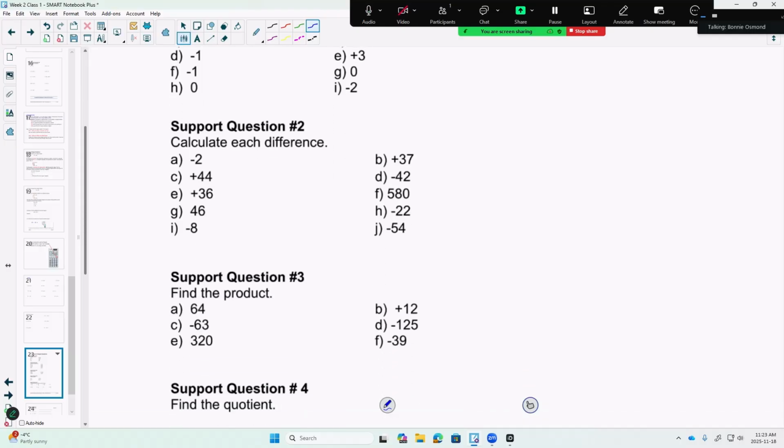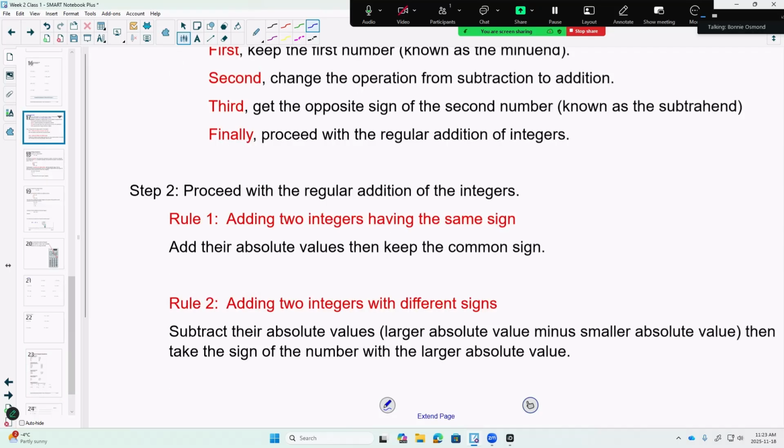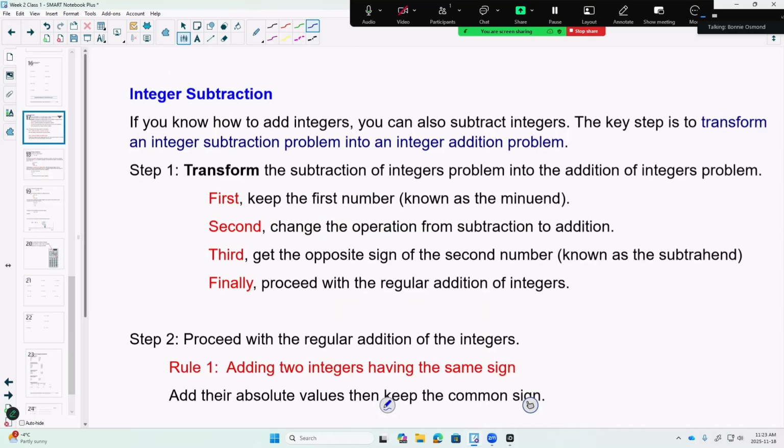Okay, support question 2, calculate each difference, so basically subtract. Check your answers to make sure that you're doing it correctly, and then if you are, you move on to the key questions. All right, so integer subtraction is a little bit trickier than integer addition because you have one extra step in there. Once you know how to add integers, then you'll also be able to subtract integers.